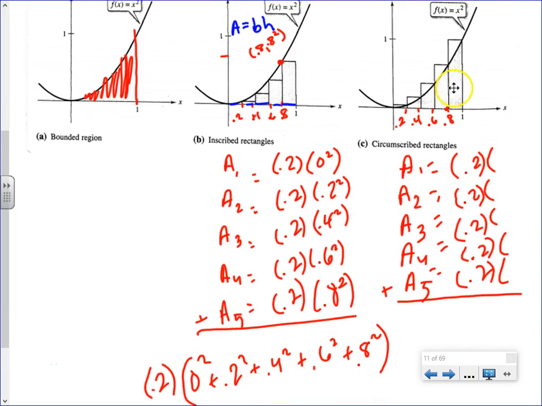What heights would I use for the last rectangle now? 1, because it hits when x is 1. It's 1's y value, which would be 1 squared, right? How about the next one? 0.8 squared. I need to orient my board. You guys keep going.